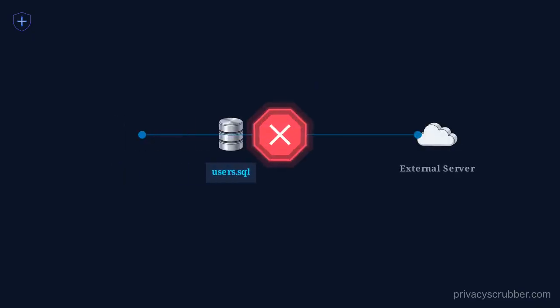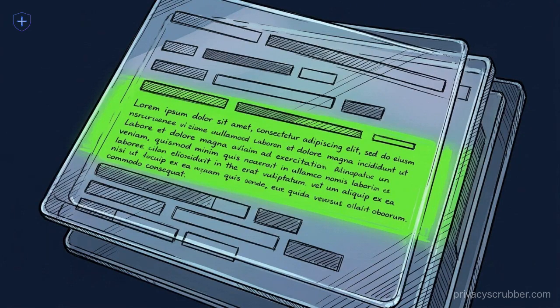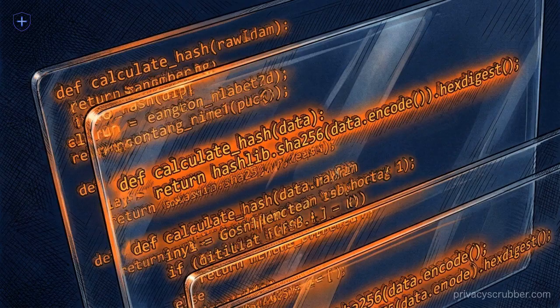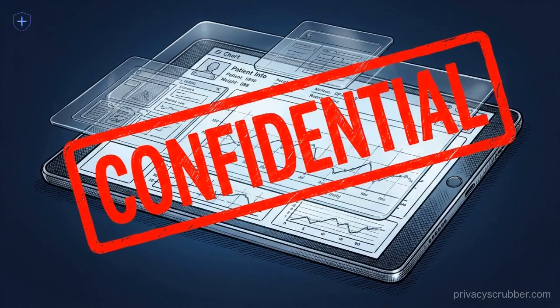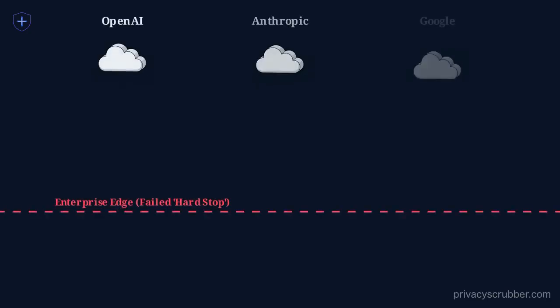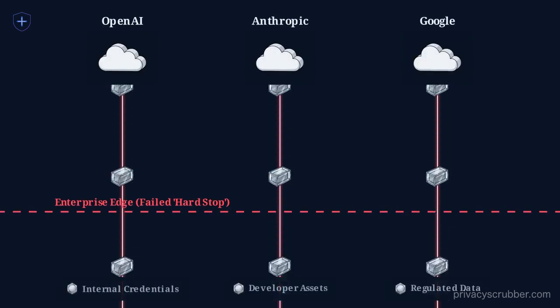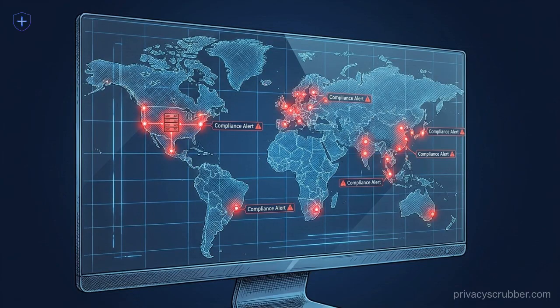Legacy data loss prevention tools were built to catch structured file transfers. They consistently fail to intercept the unstructured copy and paste behavior of an employee typing into a browser text box. That gap allows internal credentials, application API keys, and highly regulated customer data to flow freely into third-party cloud models hosted by OpenAI, Anthropic, or Google. The millisecond that toxic data reaches a third-party server, it triggers overlapping compliance violations across multiple global jurisdictions.